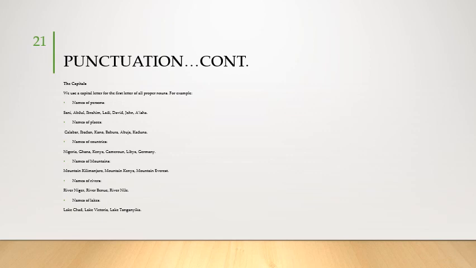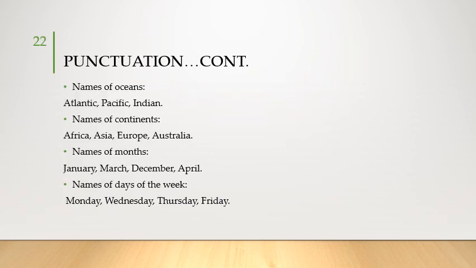We also use capital while writing the names of rivers: River Niger, River Benue, River Nile, capital R, capital N. River Benue, capital R, capital B. We also use capital when we write the names of lakes: Lake Chad, capital L, capital C. Lake Victoria, capital L, capital V. Lake Tanganyika, capital L, capital T. We also use capitals when we write names of oceans: Atlantic, Pacific, Indian Oceans. You need to capitalize the initial.